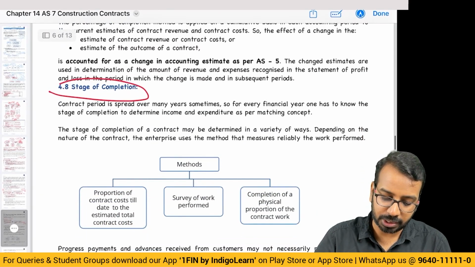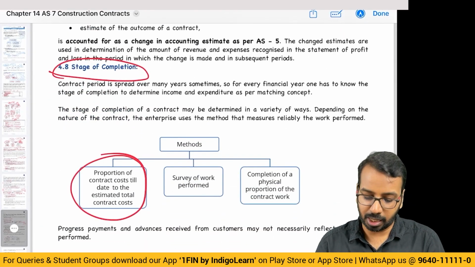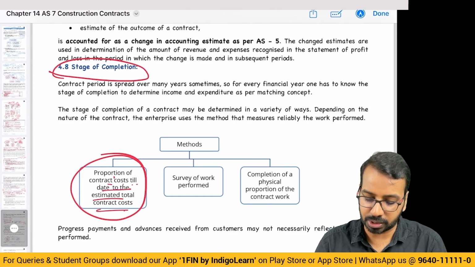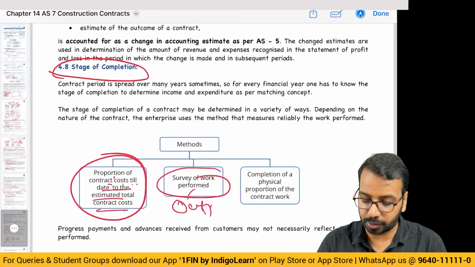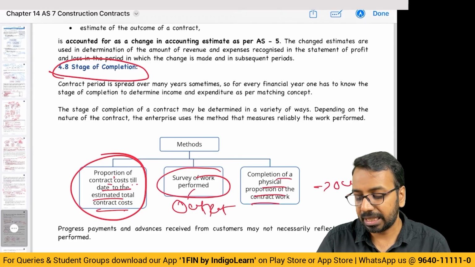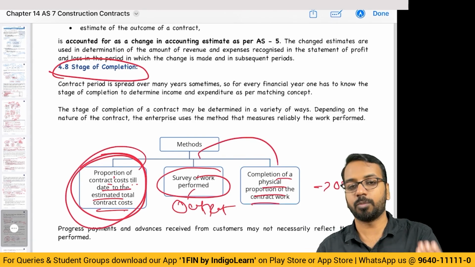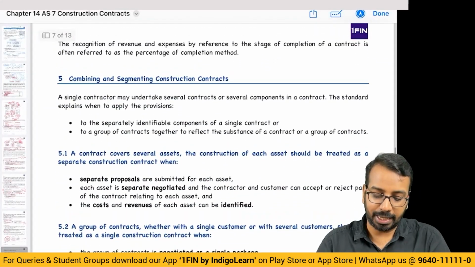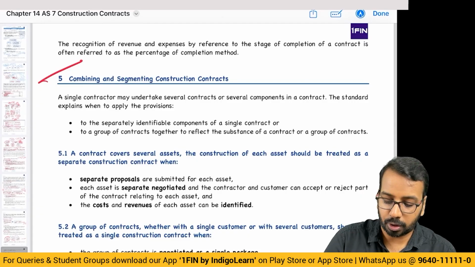Then when it comes to stages of completion, most likely this is the question that is tested, you can use the proportion of contract work cost incurred till date to the estimated cost, or you can carry out survey of work performed. This is more like an output, or completion of physical proportion of contract work. This is also output. If at all they do not give you this information, and if they give you this information based on output, you can calculate. Then the next part is more on theory side.